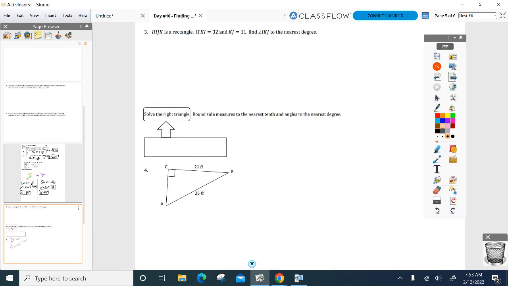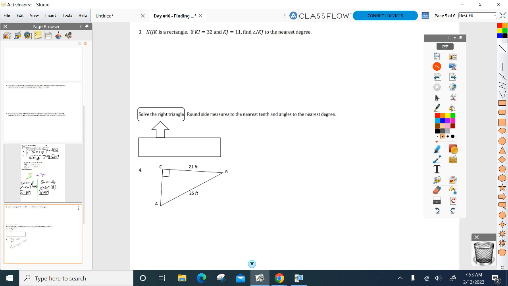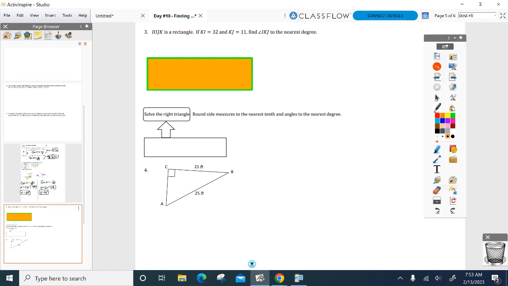Change it up on you, rectangle. Anybody remember from your quadrilateral days, how do I label a rectangle? Clockwise or counterclockwise. I never jump diagonally. So you don't have to start there, but you can't jump diagonally.